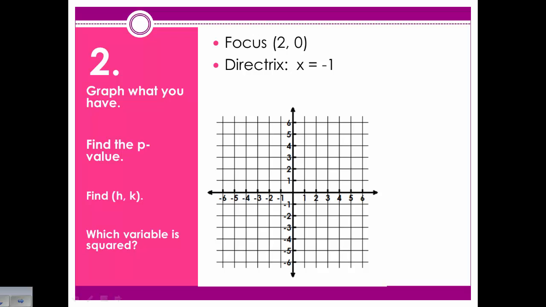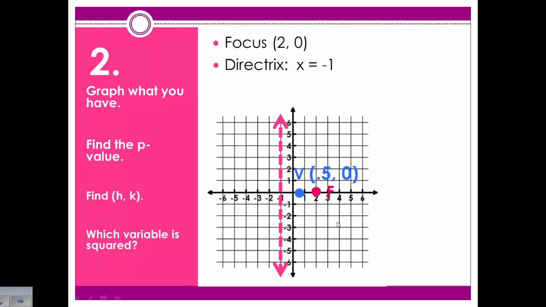Graph what we know. We know the focus and the directrix. When it says x equals -1, that's a vertical line. So in this one, you have to know, what are you missing? And we're missing the vertex. So it's exactly in between these numbers. This is our h and our k value.